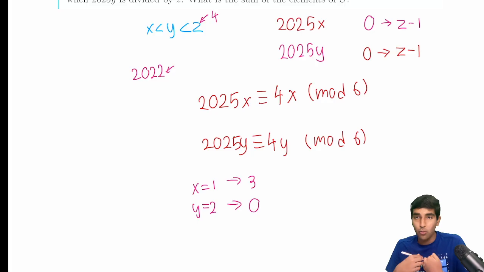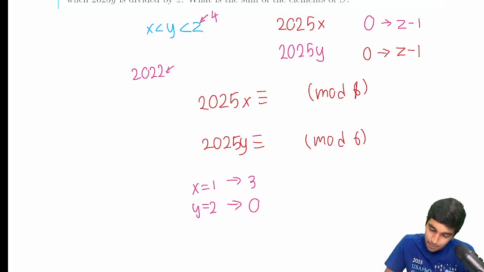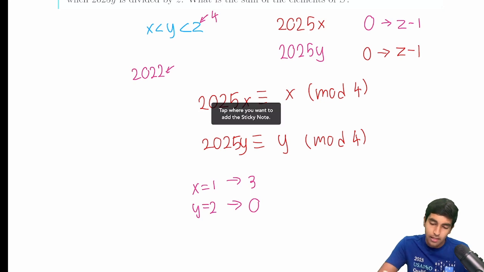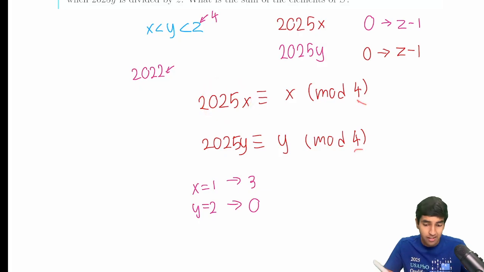And to do that, the best way is just to try a few values if you're unsure, right? We're now looking at mod 4. Here's the thing: 2025x mod 4 is just x mod 4, and 2025y mod 4 is just y mod 4. So for these values of x and y less than 4, the remainder when 2025x is divided by z is just x and y itself.